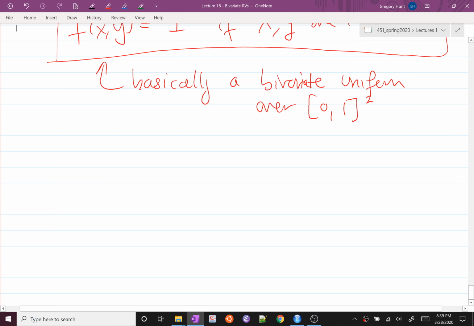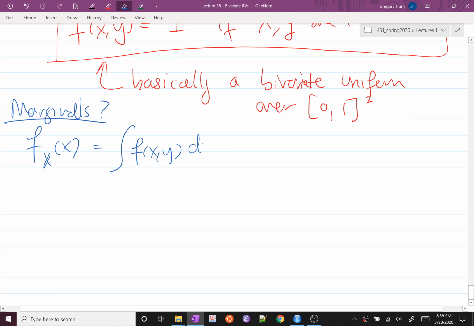We have our formula, which says if I want to get the marginal of x, so let's just say marginals. What are the marginals? I want the marginal of x. I integrate over y over all possible values.